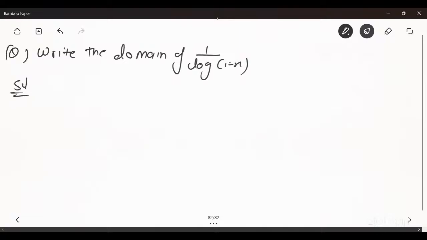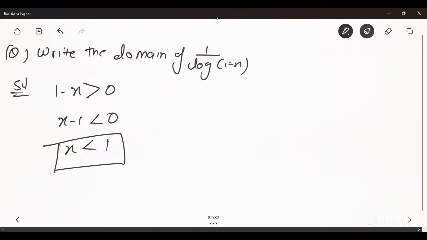So what is the domain of log x? We know that log will always take a positive value inside it. So that means 1 minus x is always greater than 0. We have studied in the starting part that the quantity inside the log is always positive. So 1 minus x greater than 0. So x minus 1, if you take minus common, is less than 0. Now, if you add 1 both sides, you will get x less than 1. So x belongs to minus infinity to 1.